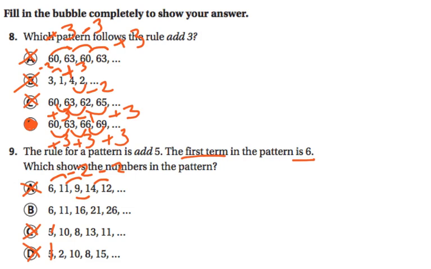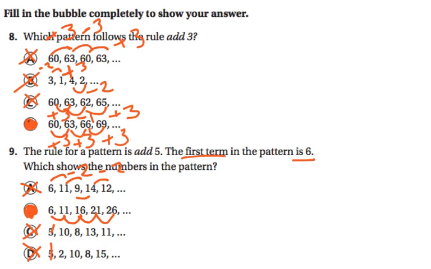Let's look at B. To go from 6 to 11, that increased by 5. 11 to 16, they added another 5. 16 to 21, they also added 5. And then 21 to 26, they also added 5. So this would be the correct answer. Answer choice B.